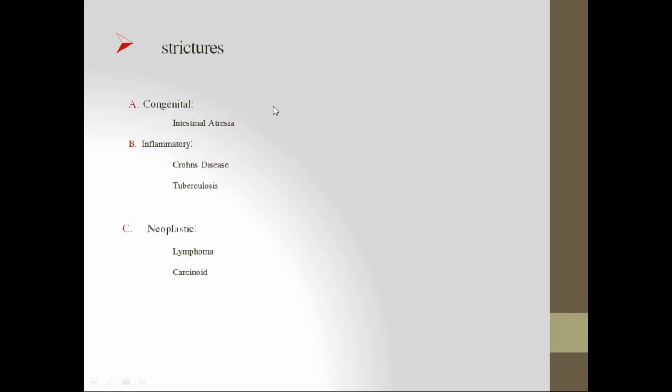Coming to strictures: congenital is intestinal atresia, and in the younger age group you need to remember two important diseases, Crohn's disease and tuberculosis. While you are operating for Crohn's disease, the most important condition you need to remember is to preserve the length of the bowel.